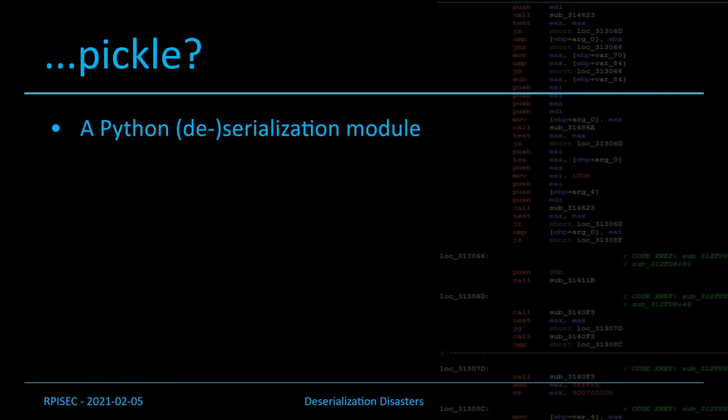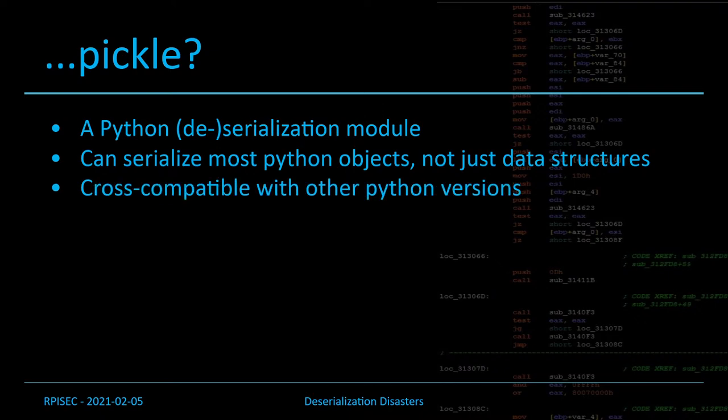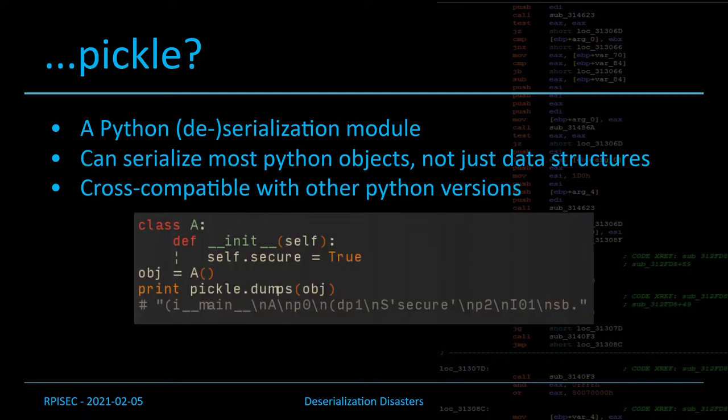So, what's Pickle? It is a Python serialization module. It's the vanilla way to handle moving data in and out of Python. It can handle most Python objects, not just data structures, as we mentioned. And it's cross-compatible between versions. Just as a quick example, you might notice the unusual print statement here, but this is just taking a little class A with a secure flag, to make it hack-proof, of course, and we can dump that to a string with dumps, and that will give us a string representation of the object. And this is how you're meant to use it.